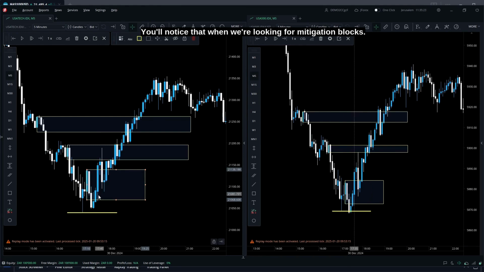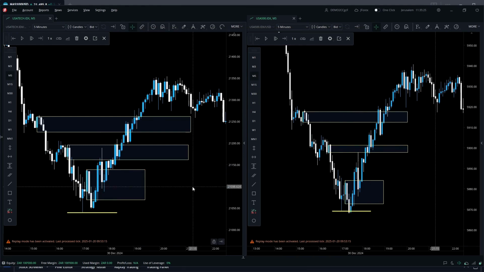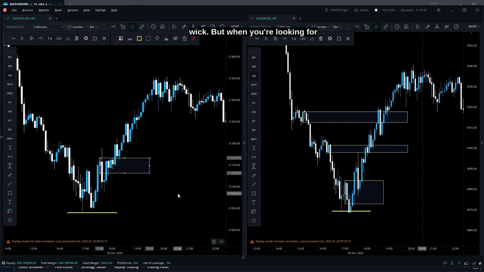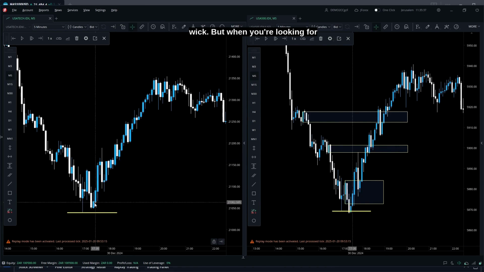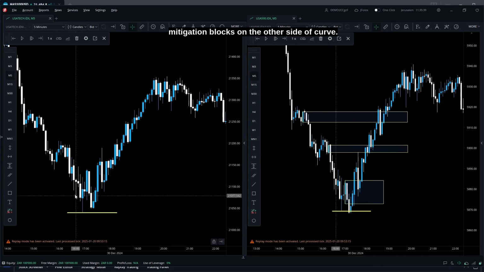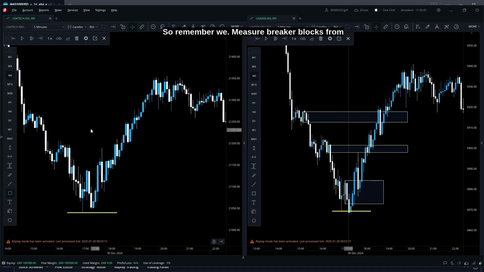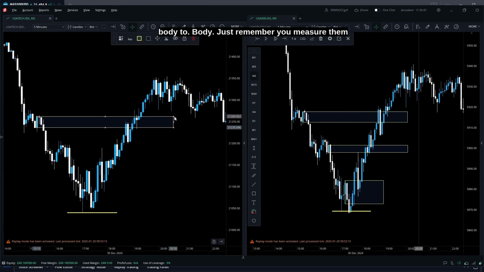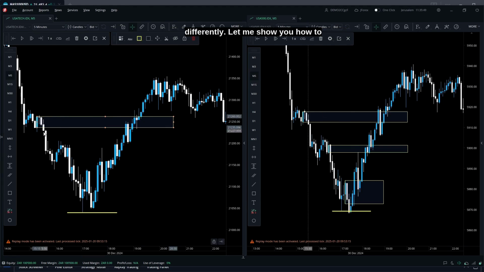You'll notice that when we're looking for mitigation blocks, we're measuring them like we measured breaker blocks from the wick to the wick. But when you're looking for mitigation blocks on the other side of the curve, we're looking for old breaker blocks. So remember, we measure breaker blocks from body to body. So just remember, you measure them differently.